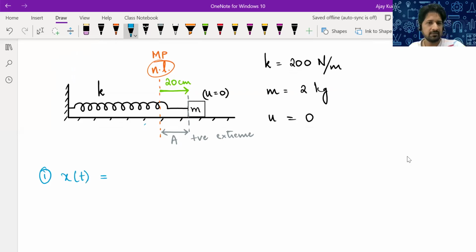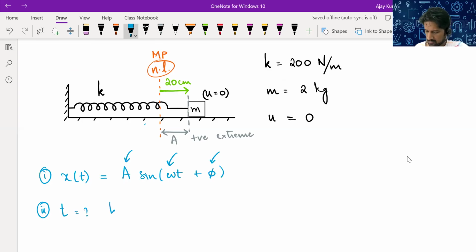See, the general displacement time equation for SHM will be A sine omega t plus phi. You just have to plug in these values. How much is A, how much is omega, and what is the phase constant, depending on its initial position and how it is moving. We had discussed this also, how to write the phase constant. So recollect those ideas and write the displacement time equation for this block. And then you calculate time taken to reach mean position for the first time. Do this all of you carefully.